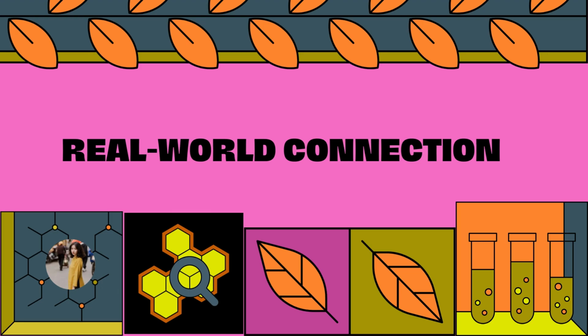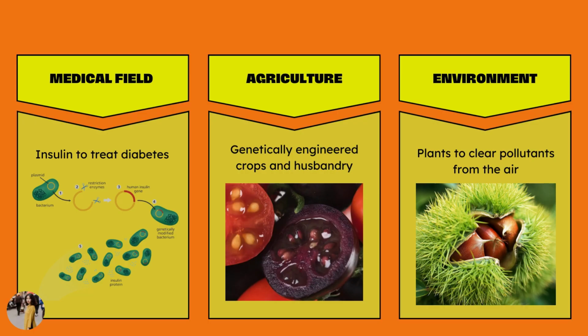Alright, we have discussed several pieces of background information and lab experiments. So, what are some real world connections of genetic modification? First, we have applications in the medical field, agriculture, and environment.